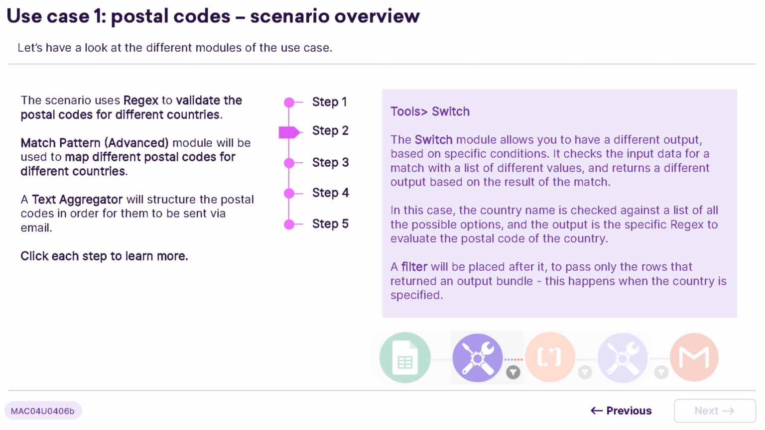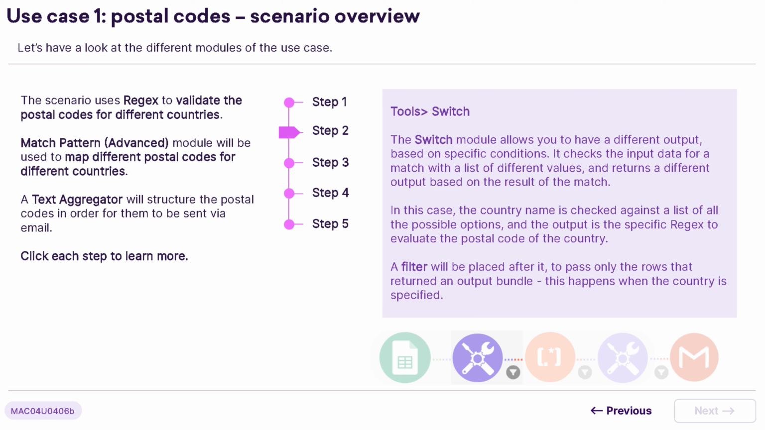Based on this match, it determines the appropriate regex pattern to use for validating each country's postal code. This setup is like a decision-making process that directs the flow of data by selecting specific rules based on the country identified. After the switch module has determined which regex to apply, we use a filter to ensure that only the rows with a successful match proceed.